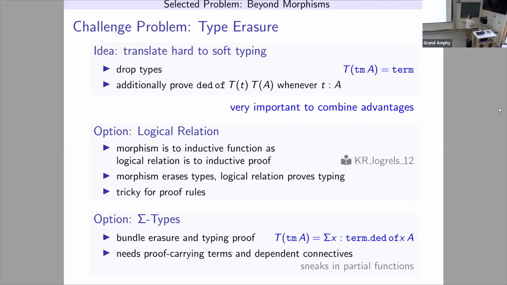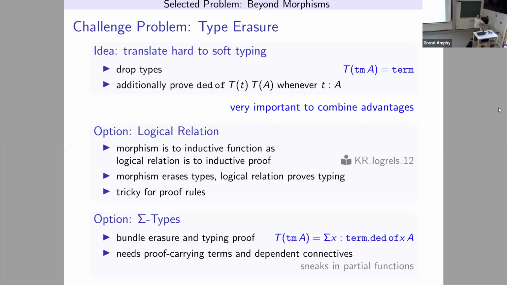And then additionally, of course, we have to prove that the translation of a term is typed softly by the translation of the type in the target language, if it was typed that way in the source language. So proofs can be done. That's also relatively well known.